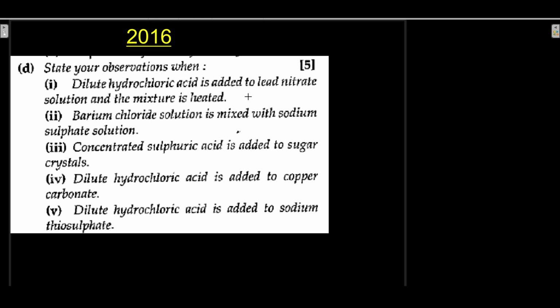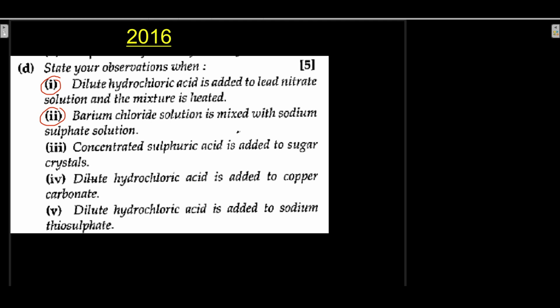Next, dilute hydrochloric acid added to lead nitrate solution. Again same question repeated here. Lead chloride, white precipitate which dissolves on heating. Barium chloride solution mixed with sodium sulfate. Again barium sulfate, which is a white precipitate, formed.